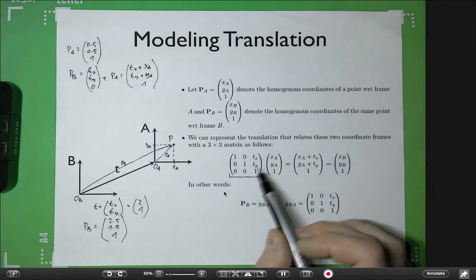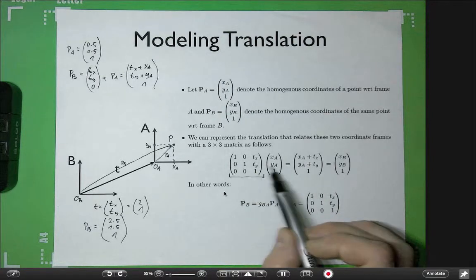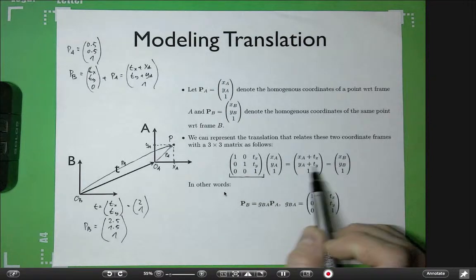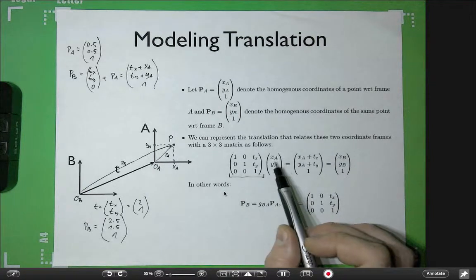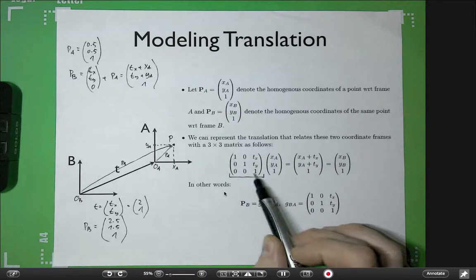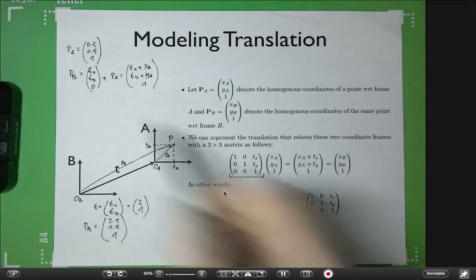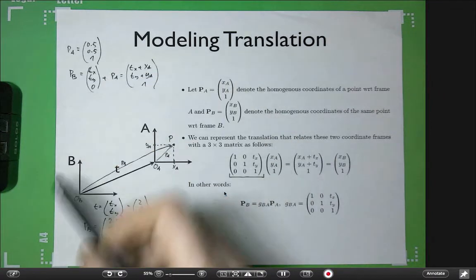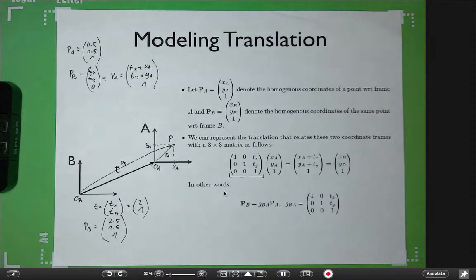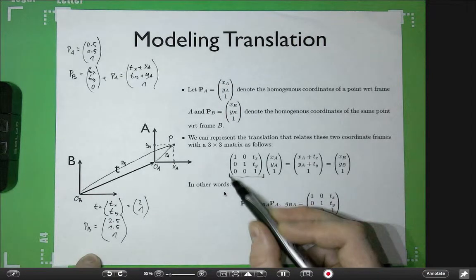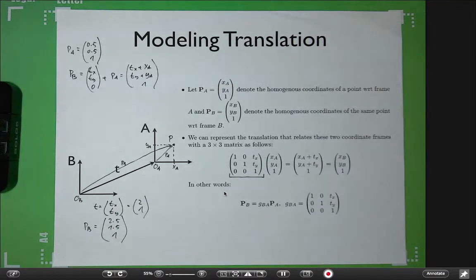The second row multiplies xa by 0, so it's nothing. There is ya and plus ty, so that's this. In the last row, x and y both multiply by 0, and the 1 by 1 is just 1. So this is exactly the same thing as adding the vector tx, ty, 0. In other words, this is the matrix that performs transformation of coordinates between two frames that differ just by translation. Yeah? In three-dimensional space, are we rotating the vector?